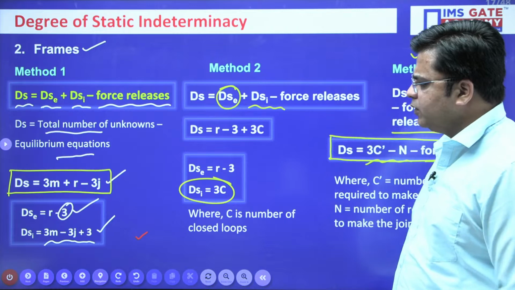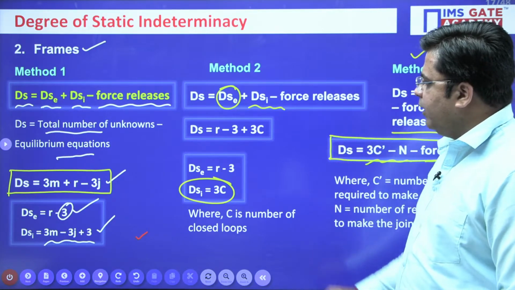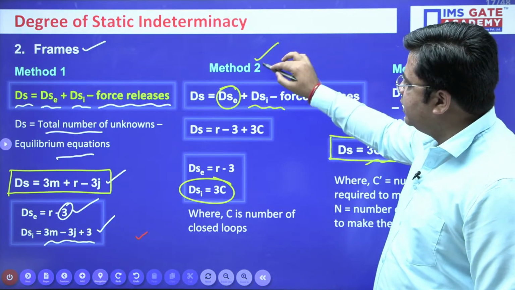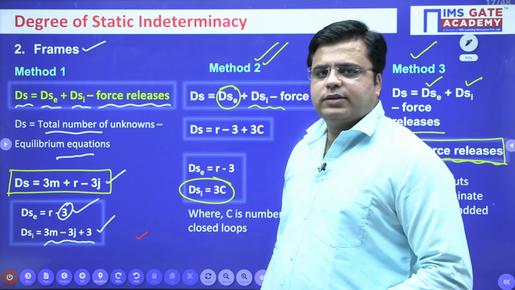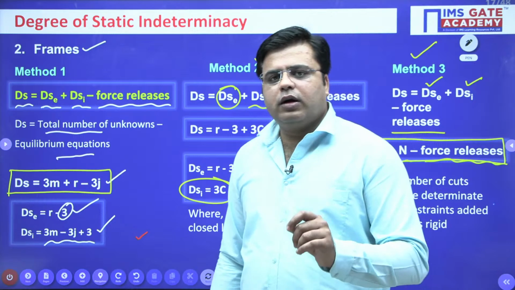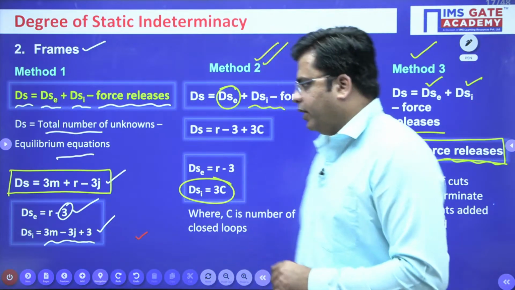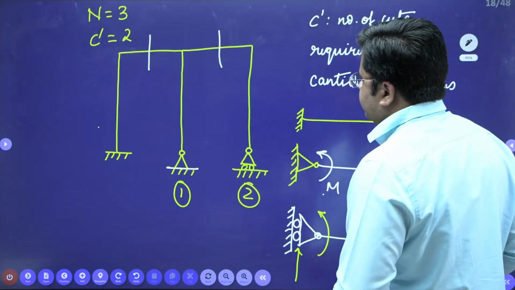You have 3 methods for doing that. You can opt for any method, and I suggest you go with the earlier method. This is one of the easiest methods for calculating the degree of static indeterminacy for a rigid jointed plane frame. Okay, moving on with this.